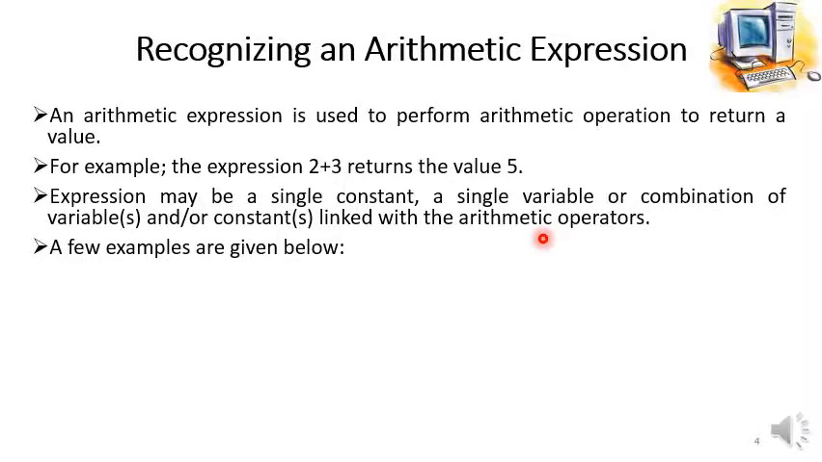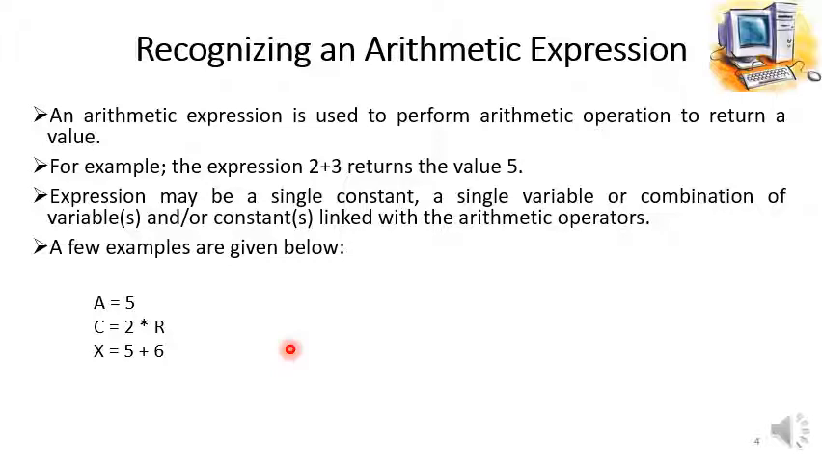A few examples are given below, like a is equal to 5. It's an expression where we are assigning the value 5 to the variable a, and this is an assignment operator. Then c is equal to 2 multiplied by r. We are performing an arithmetic operation: 2 is multiplied with the value of r, and the result is assigned to the second variable c. So these are expressions.